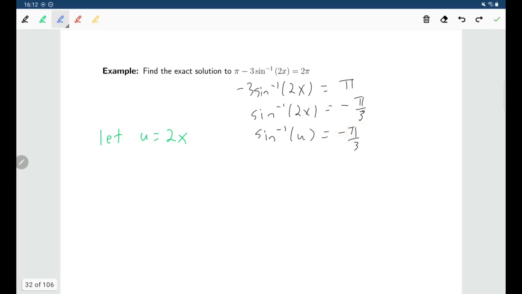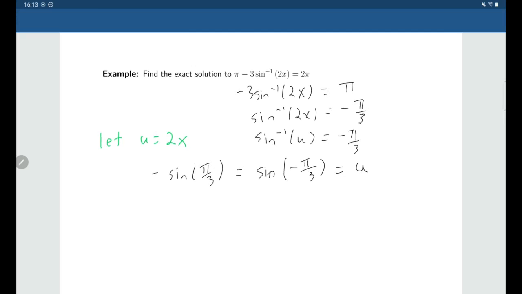So yes, we are good to go. I can rewrite this as a sine equation. Instead of sine inverse, I'll have sine. And again, switching my inputs and my outputs. So u should be sine of negative pi over 3, which, if you're feeling kind of clever, you can use the odd property of sine to help you out there. That's negative of sine pi over 3.